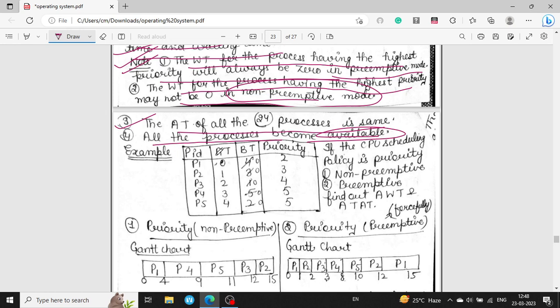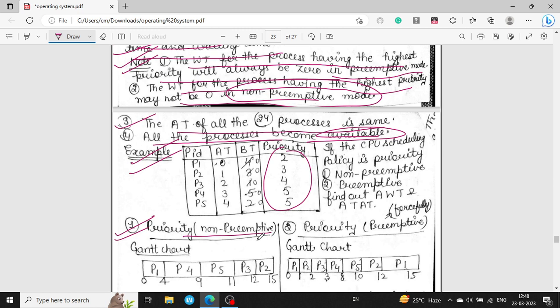For example, this is the example of non-preemptive and preemptive CPU scheduling policies for priority scheduling method. In this question, we have given 5 processes. These are the arrival time, these are the burst time, and this is given priority of all the processes. Now, I am going to start first case, that is priority by non-preemptive mode.